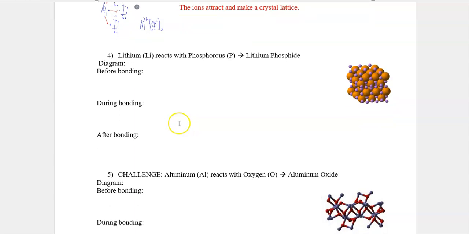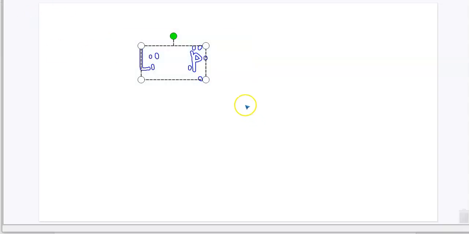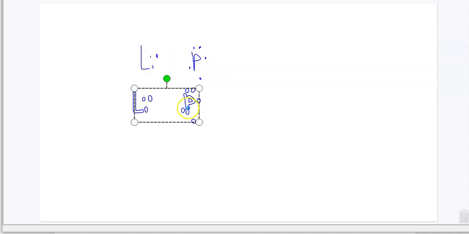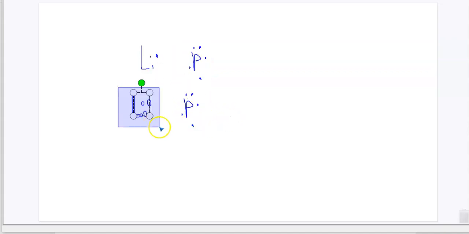Lithium reacts with phosphorus. That's going to give you lithium phosphide. So lithium has 1 valence electron. Phosphorus has 5. 1, 2, 3, 4, 5. So lithium's going to have to lose this one. Phosphorus is going to have to gain 3. So just like before, we're going to have more lithiums because lithium can only give away 1.